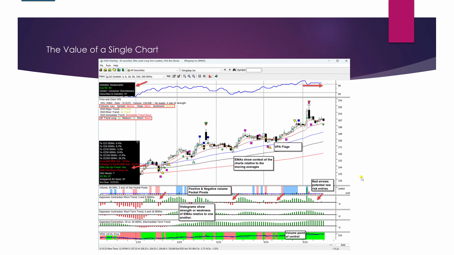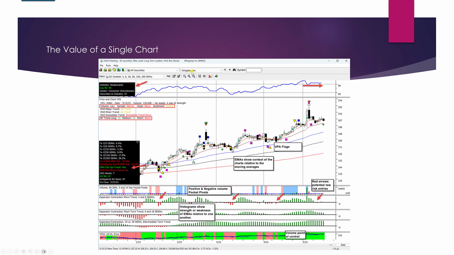This is my primary chart, and the reason I use this chart is because it gives me a great deal of information in one spot. And I'm just going to take you over this. I'll use this and then I'll get into a live chart.